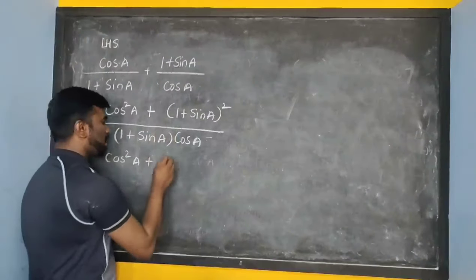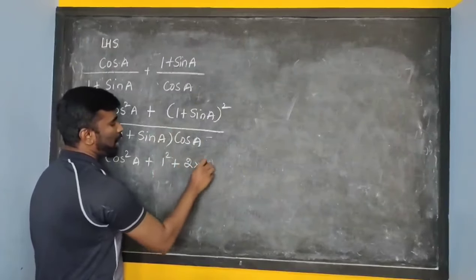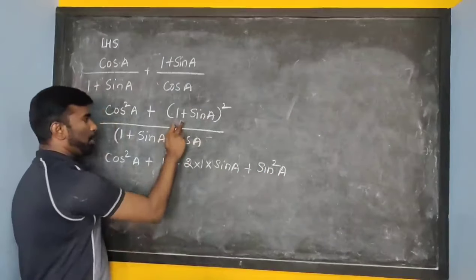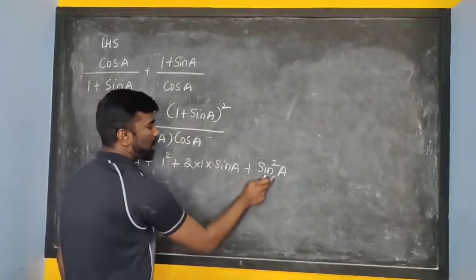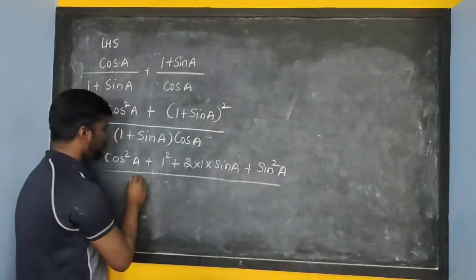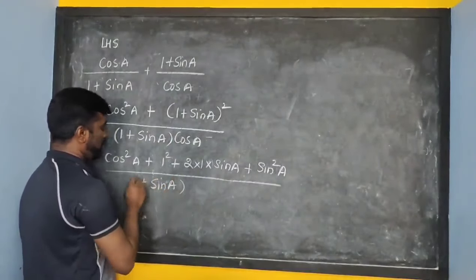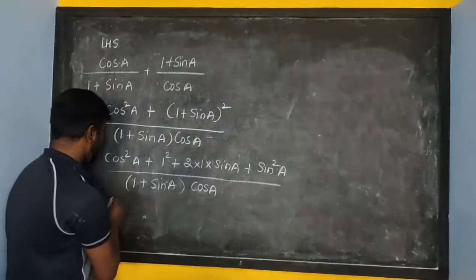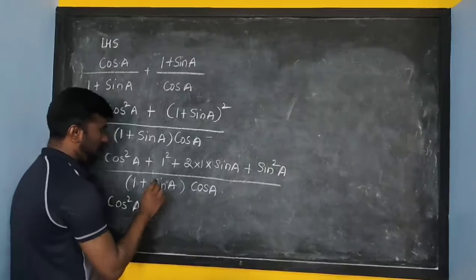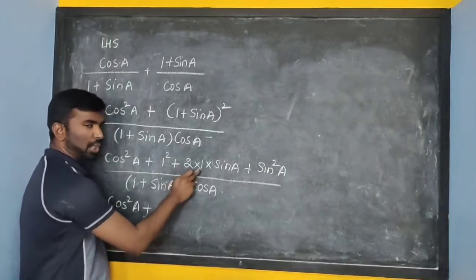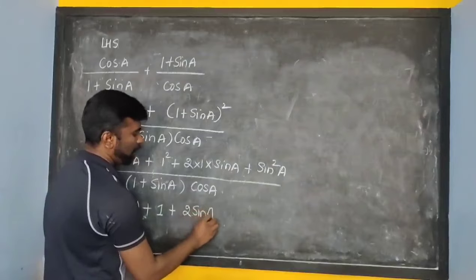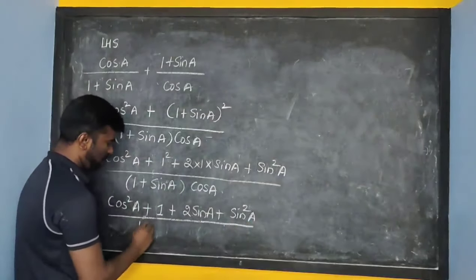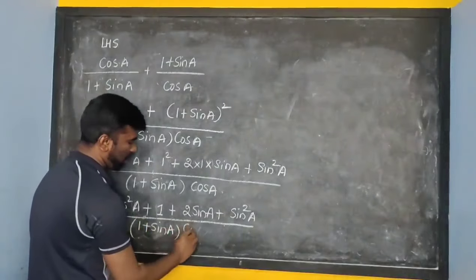What is the A plus B whole square formula? A square plus 2AB plus B square, that is 1 square plus 2 into 1 into sin A plus sin square A, whole divided by 1 plus sin A into cos A. So cos square A as it is, plus 1 square is 1, plus 2 into 1 into sin A is 2 sin A, plus sin square A, whole divided by 1 plus sin A into cos A.